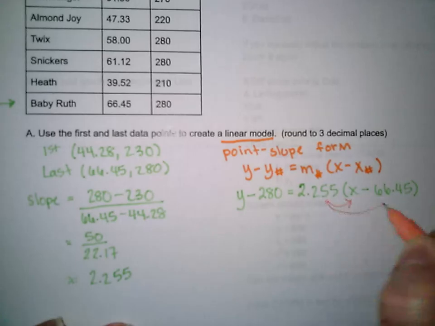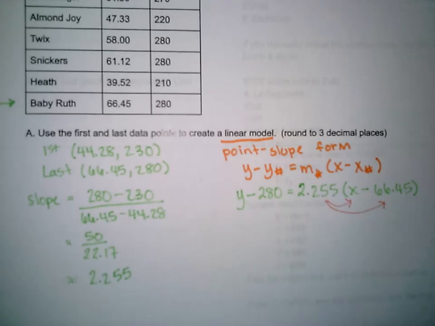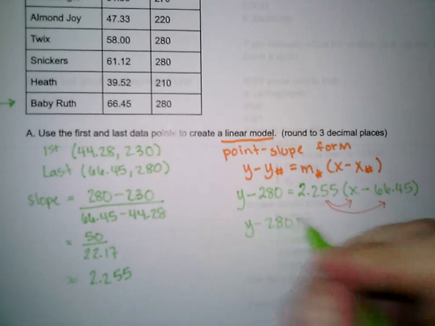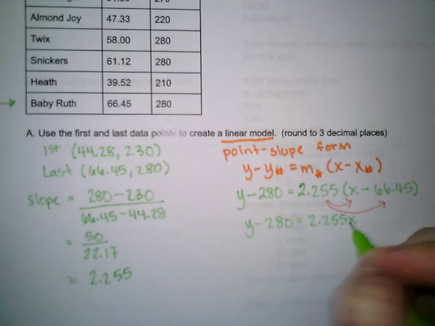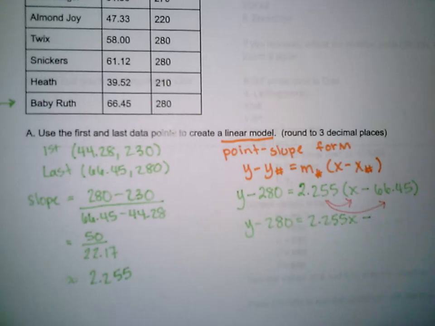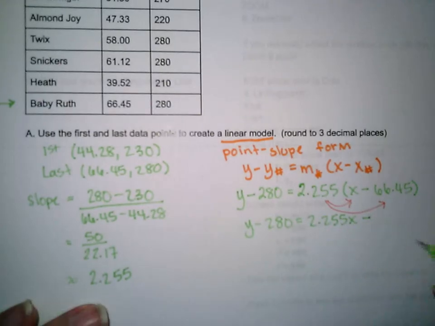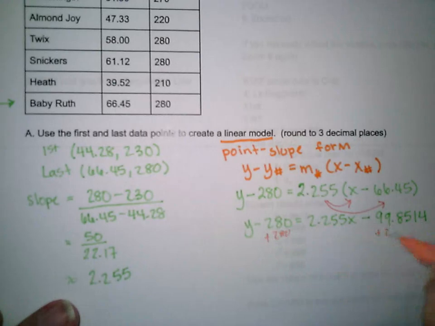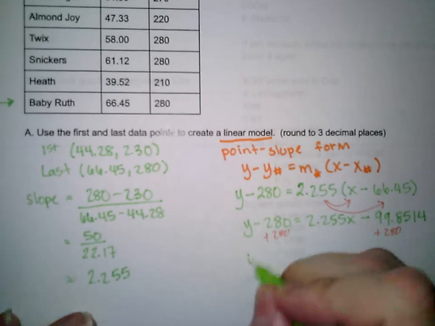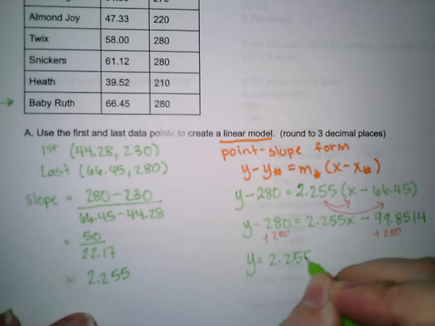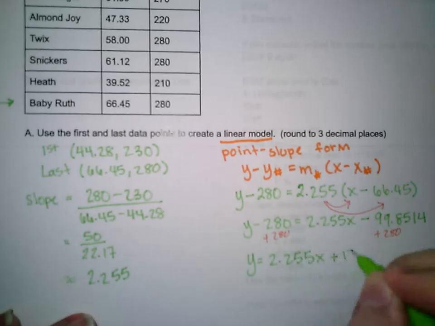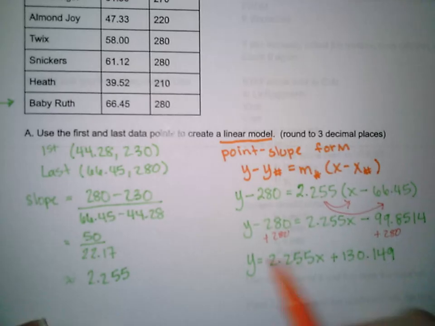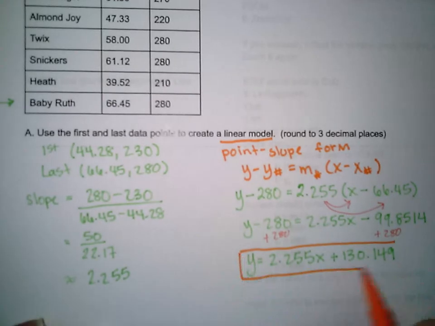Then I'll go ahead and distribute here. So I've got y minus 80 equals 2.255x minus 2.255 times 44.28, which would be 99.8514. Add your 80. So we get y equals 2.255x plus 130.149. So that is our linear model using the first and last data values.